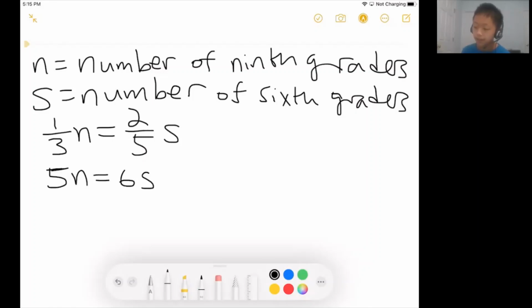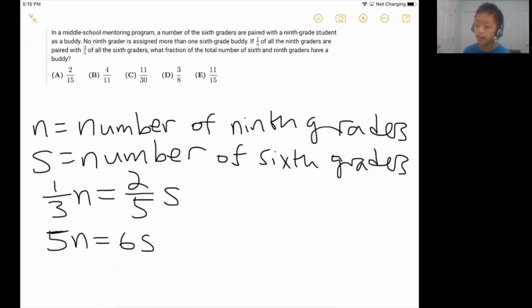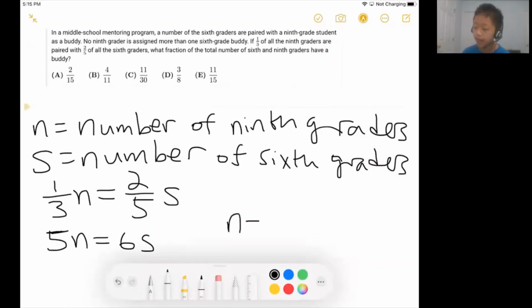So notice the fraction that we want. It says what fraction of the total number of sixth and ninth graders have a buddy. So the total number of ninth and sixth graders as a whole is going to be n plus s. Now, the number of ninth graders that have a buddy is going to be 1/3 of n, and the number of sixth graders that have a buddy is going to be 2/5 of s.